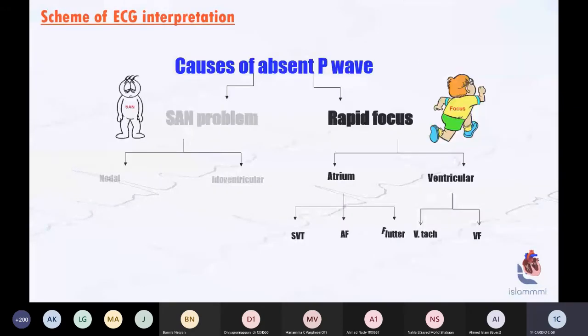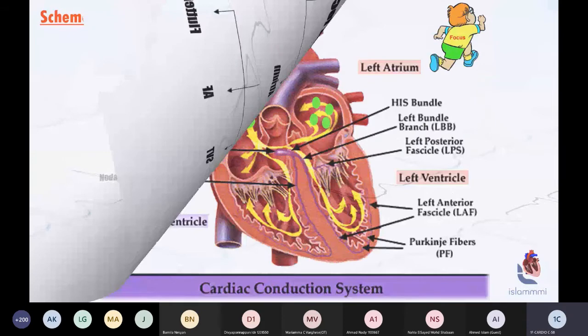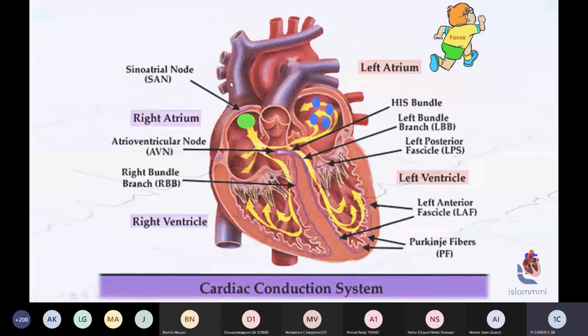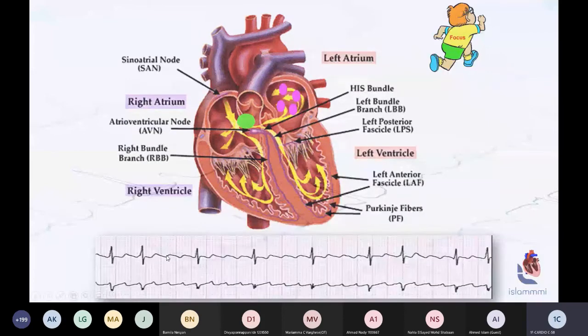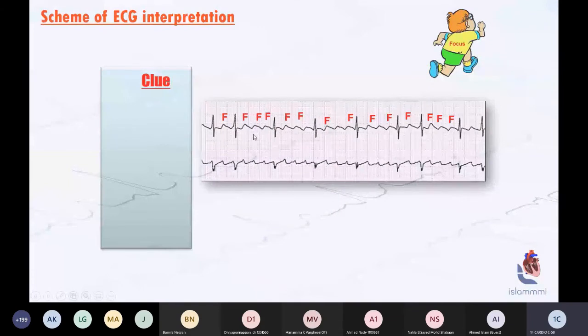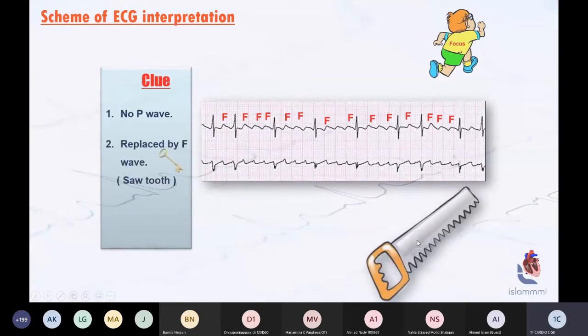So what is the other type? We have the same problem here. We have a stronger focus, but it's not firing impulses at a very rapid heart rate like atrial fibrillation, but slower. And this has a very unique feature here. The P wave is absent and it's replaced by what we call F waves. No P wave, but we have multiple waves, it's exactly like a saw, a saw tooth. So you have here multiple saw teeth. It's called F waves. This is very pathognomonic.